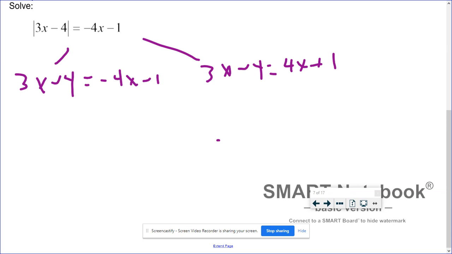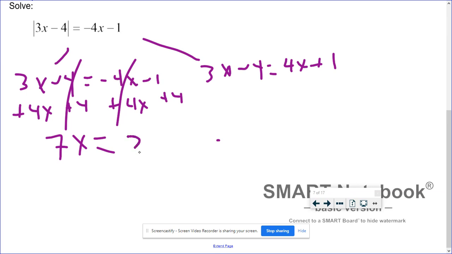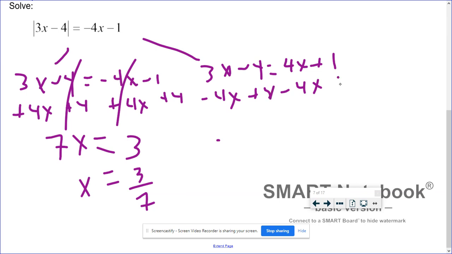Now I'm going to solve both. I'm going to add 4x to both sides, and I'm also going to add 4 to both sides. Now I get 7x, that cancels, is equal to 3. So then x is equal to 3/7. On the right side, let's subtract 4x from both sides, and let's add 4 to both sides. You're going to end up with negative x is equal to, that cancels, 5. So then that means x equals negative 5.